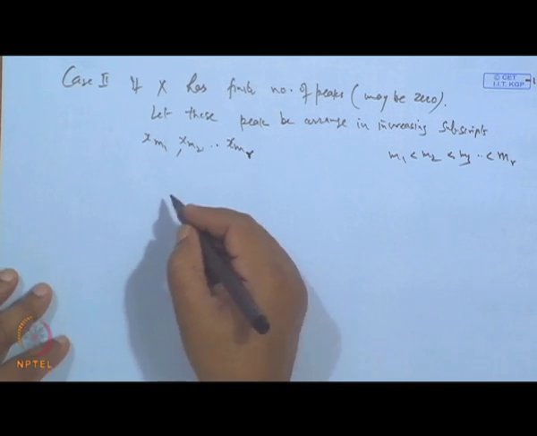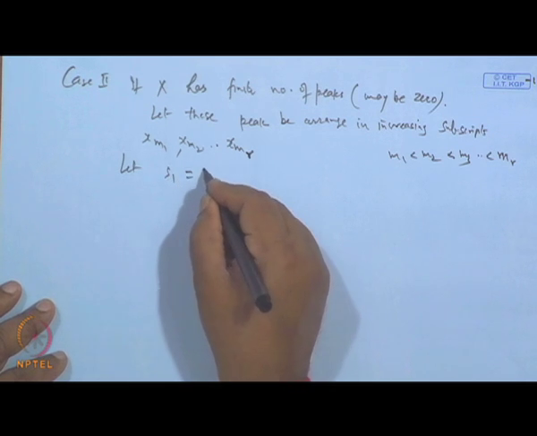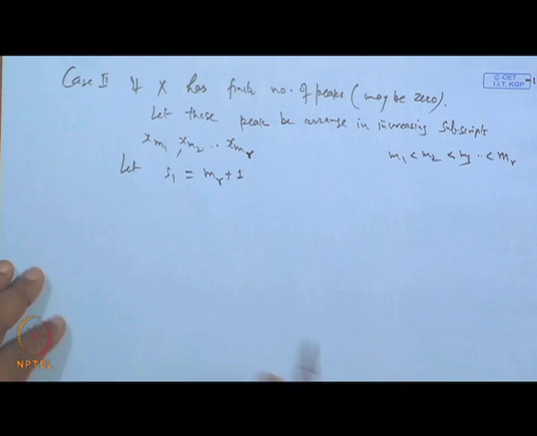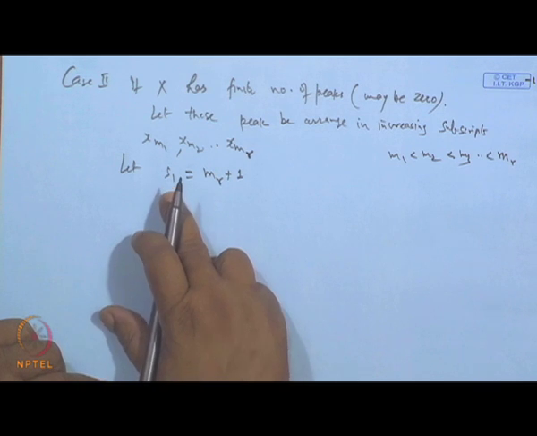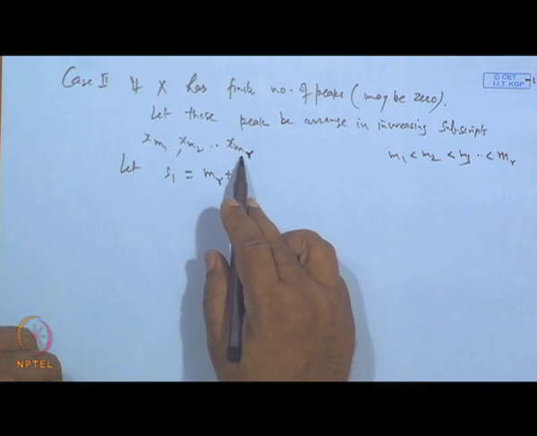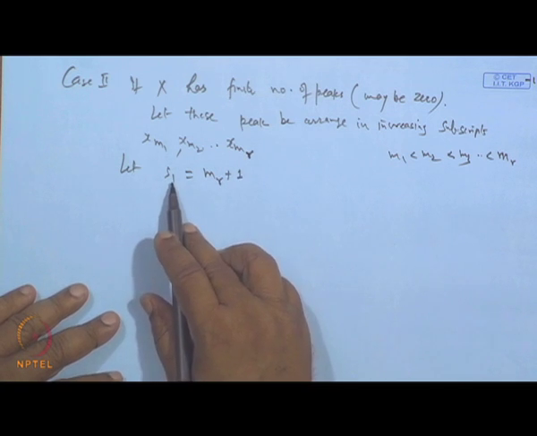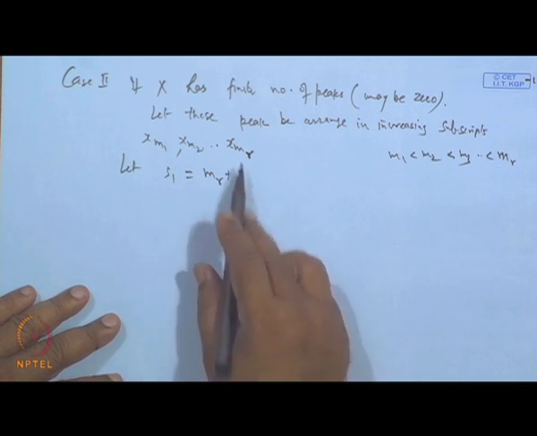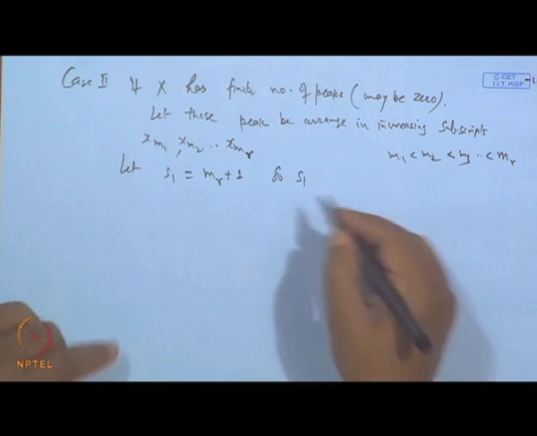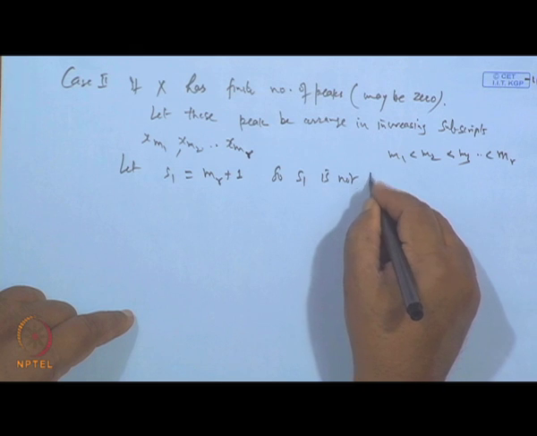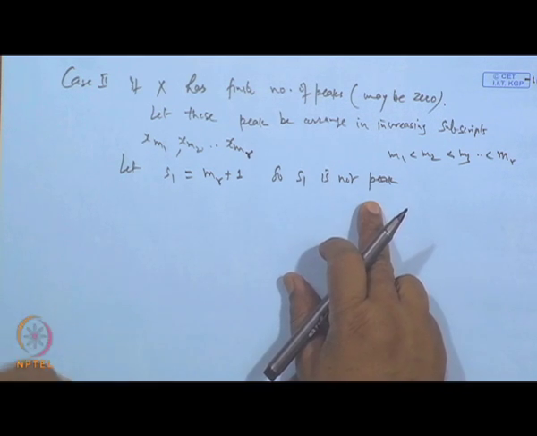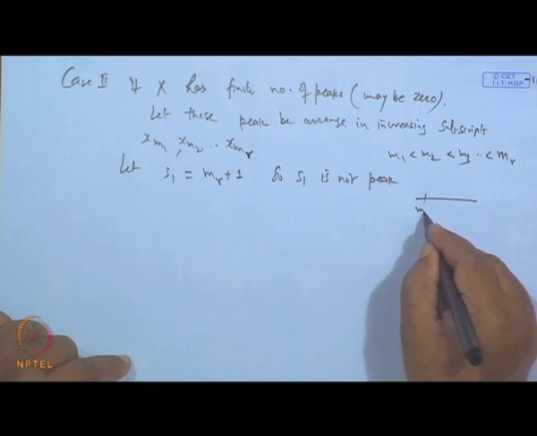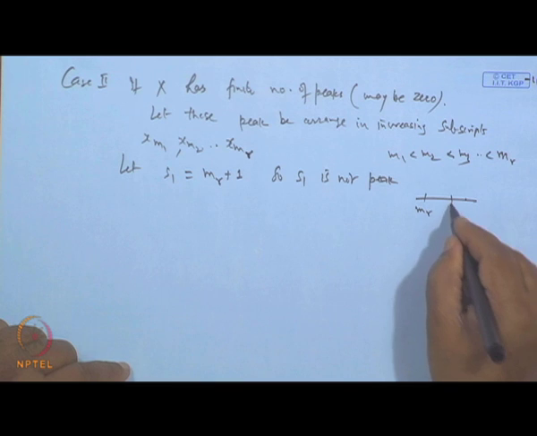Now, let us pick up a term. Let S 1 be the first index after or at the last peak m r. Then this S 1 cannot be a peak because this is the last peak, so we cannot take any number beyond this to be a peak. So, S 1 is not a peak. Okay, so S 1 is this point.